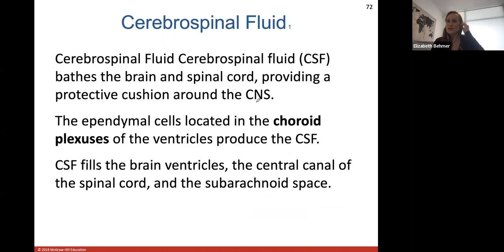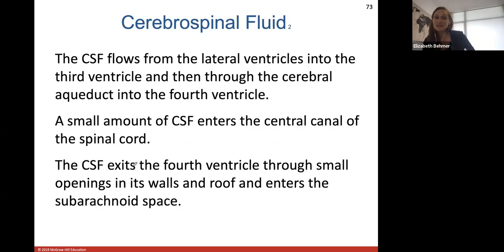It will bathe your brain and spinal cord. It provides a protective cushion around the brain and spinal cord. It's made from ependymal cells located in the choroid plexuses. And the choroid plexuses are at the roofs, or the top, of all the ventricles, and that's what produces your cerebrospinal fluid. It will fill the brain ventricles, the central canal of the spinal cord, and also the subarachnoid space.